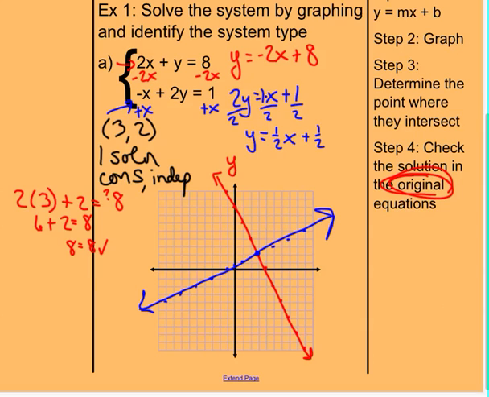Using my blue equation, same process. Substituting 3 for x and 2 for y. Does it equal 1? Well, 3 times a negative is negative. 2 times 2 is 4. And -3 plus 1 is 4. So it checks out.